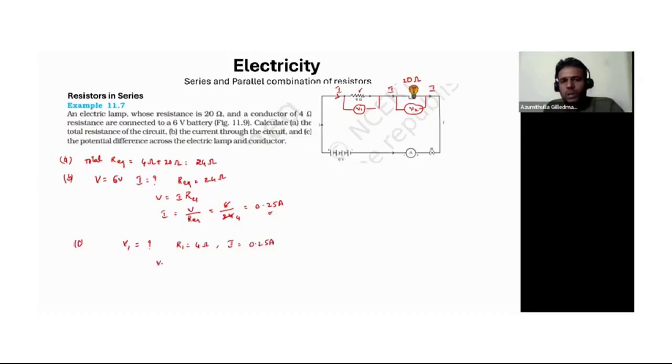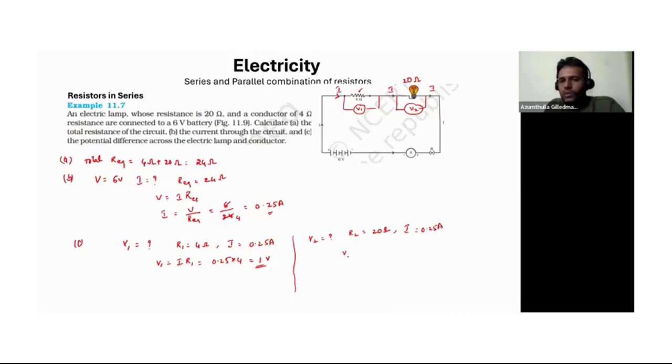Now, V1 equal to I into R1, I can write that, right? So I is 0.25 into R is 4. So 0.25 into 4 is 1 volt. So V1 is 1 volt. Now, what is V2? I don't know, let's find it. What is R2? R2 is the resistance across the bulb, that is 20 ohms. And I is the same across the bulb as well, that is 0.25 amps.